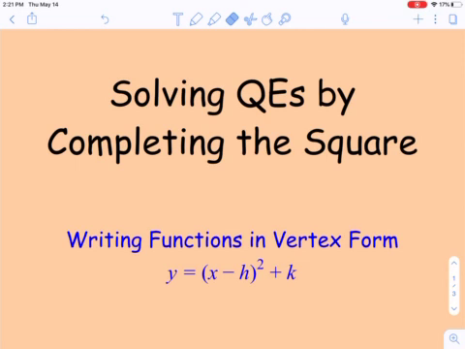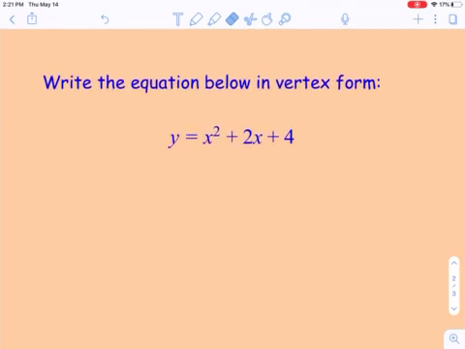The only thing that you will need to really pay attention to with this is that when we are completing the square, we're going to do something slightly different with how we balance the equation because of that y. So let's just dive in.